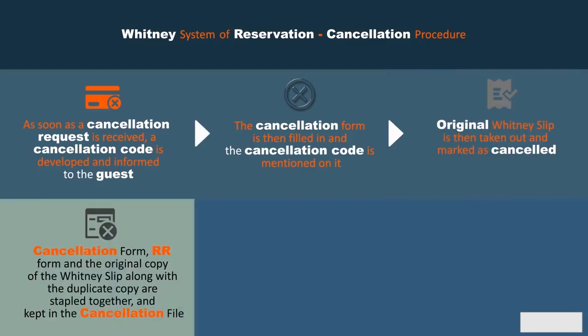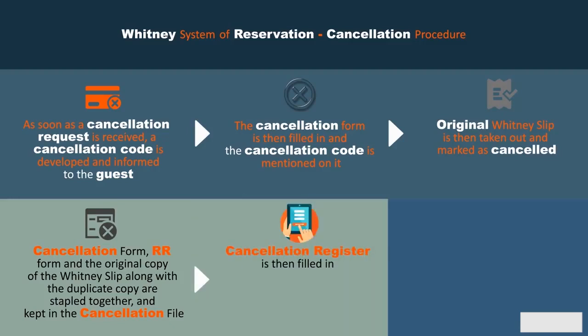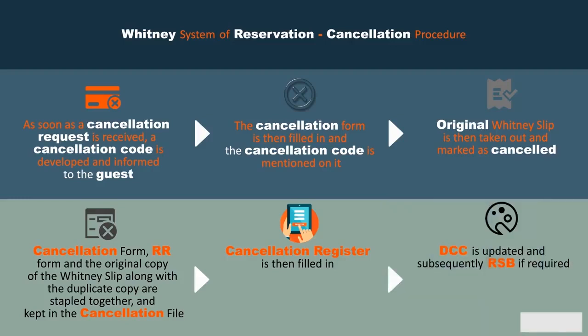The cancellation form, RR form, and the original copy of the Whitney slip along with the duplicate copy are stapled together and kept in the cancellation file. The cancellation register is then filled in. DCC is updated and subsequently RSB if required.